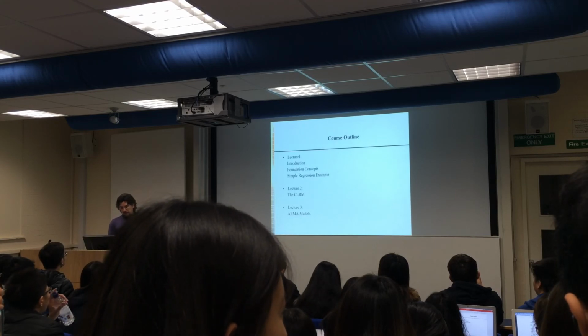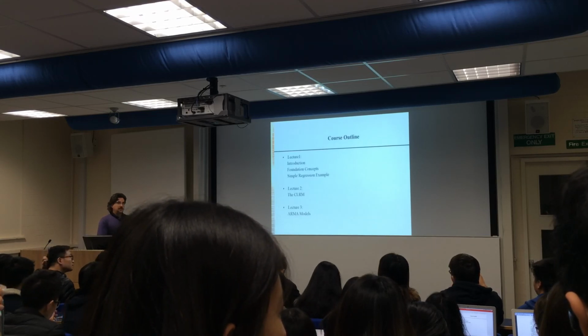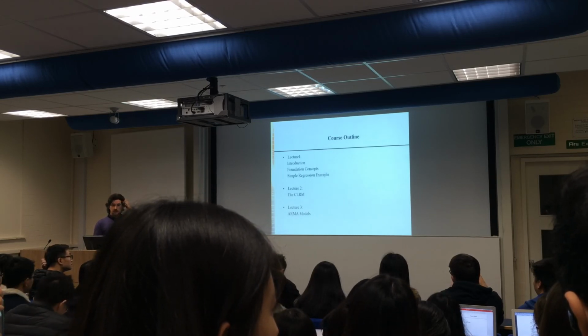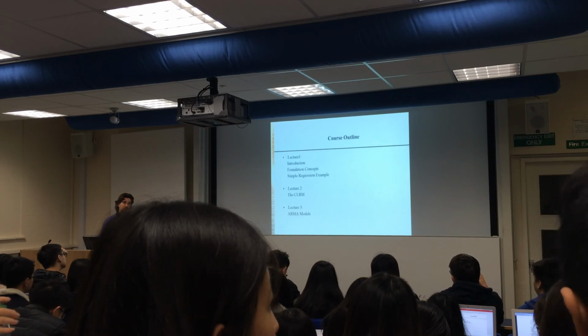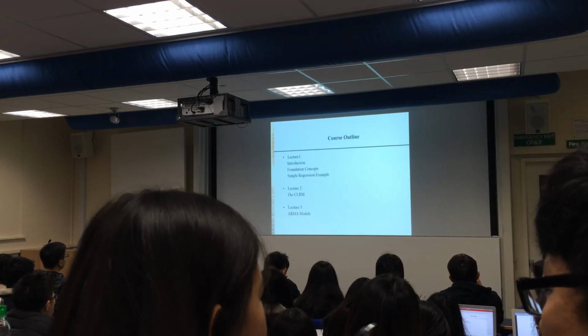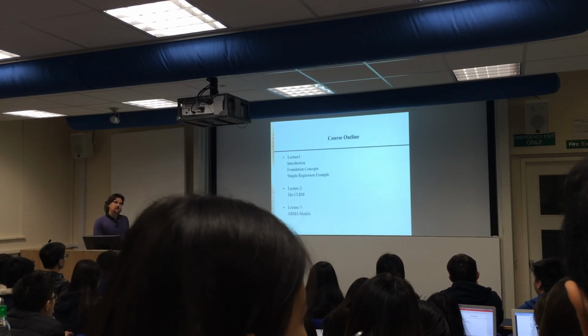In the second lecture, we're looking at something called the classic linear regression model, which is a way of estimating a regression. So it's a way of answering that question: how much does a stock's return depend on the market return? And then in the third lecture, we're going to look at ARMA models.